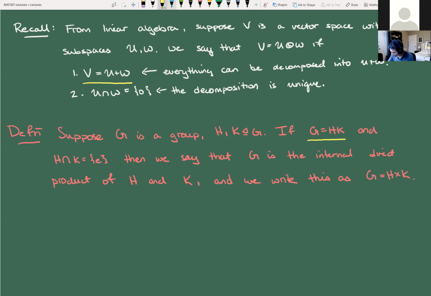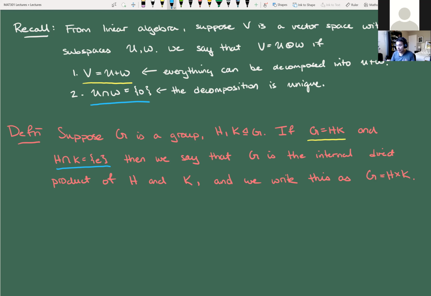The other thing is that we wanted this uniqueness condition to still be true. U intersect W was equal to the 0 vector. That shows up here as well, right? That H intersect K is equal to the identity. They have to intersect, right? Every subgroup has the identity element, just like every subspace has the 0 element. So their intersection can't be empty, but it can be as trivial as possible by just intersecting in the trivial group, right? So those are the two conditions.